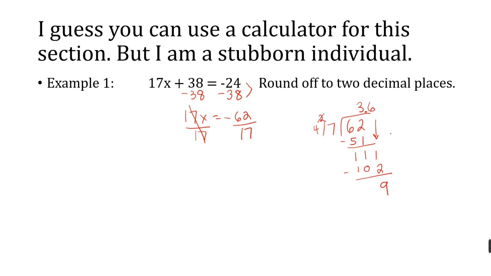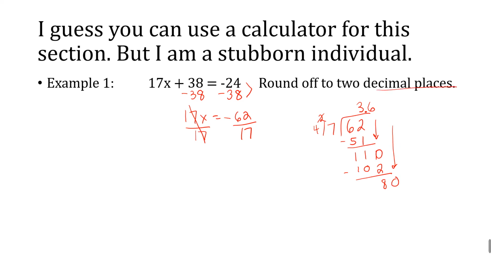I've got to drop down. Wait, why did I drop down a 1? Where did I get that from? I needed to drop down a 0. Oh, this is not going well, you guys. I should just be using a calculator. I am so stubborn. Okay, I need to drop down another 0 because I need to round off to 2 decimal places. I only have 1.